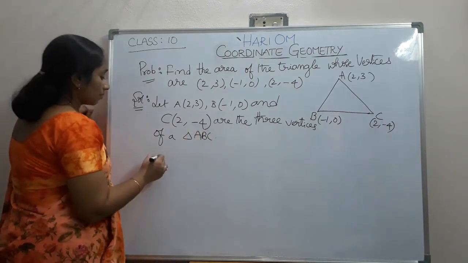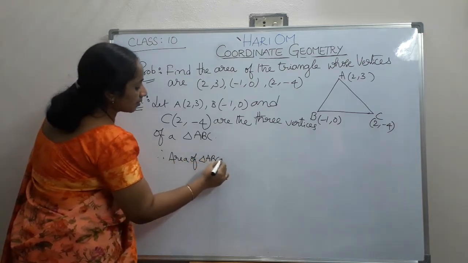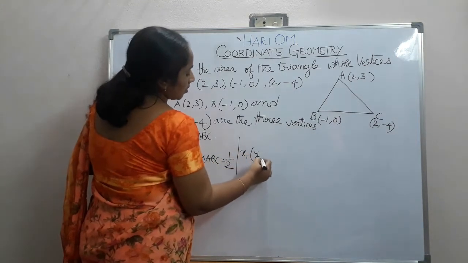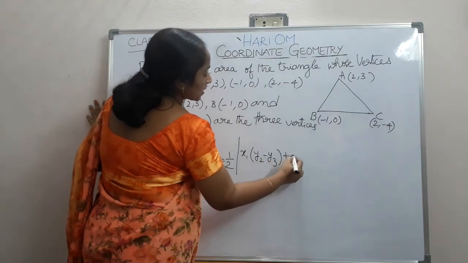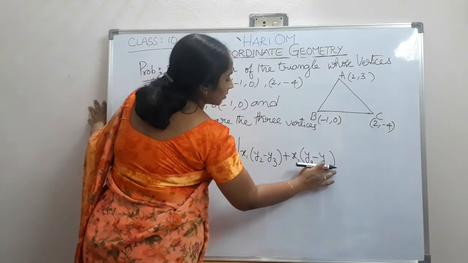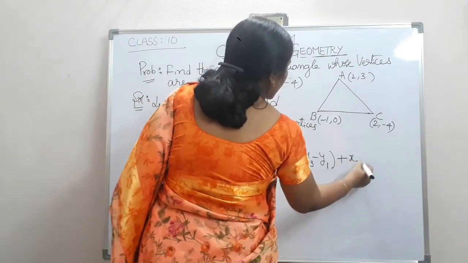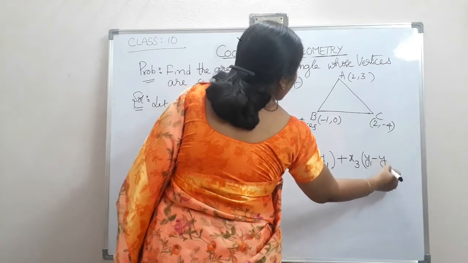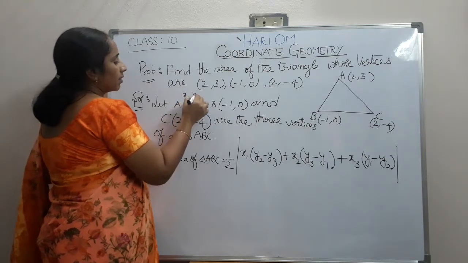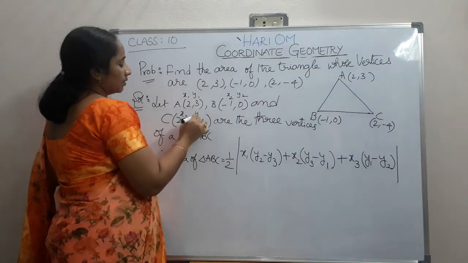So therefore, the area of triangle ABC is equal to half of x1(y2 - y3) + x2(y3 - y1) + x3(y1 - y2). Here the points are (x1, y1), (x2, y2), (x3, y3).